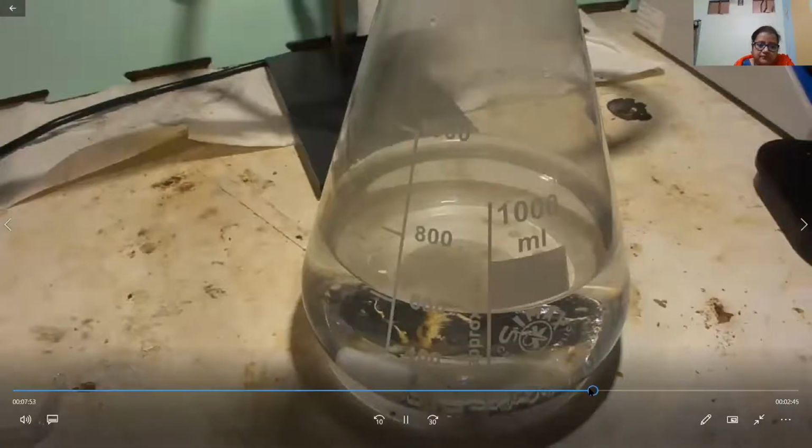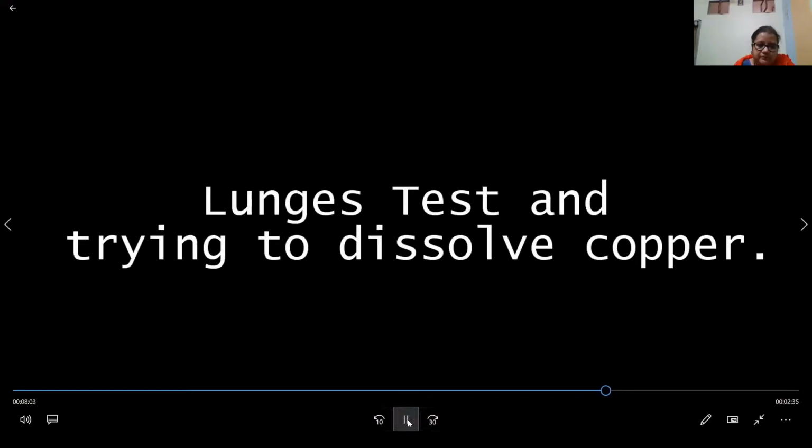Test the solution in the gas washing bottle. It is strongly acidic, indicating the presence of a strong acid like nitric acid. To prove that we have prepared nitric acid.